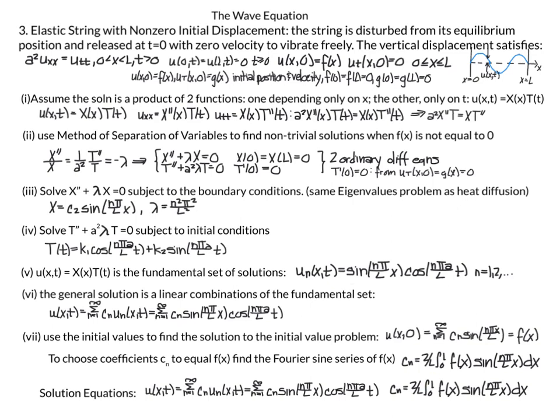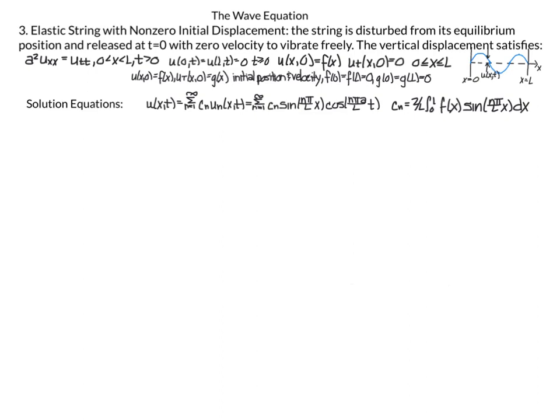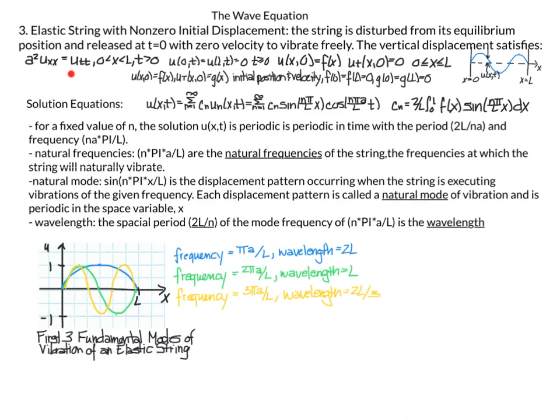Either one is fine. So what we have just done is derive the solution for the problem of the elastic string with non-zero initial displacement and zero initial velocity. Some comments on the solution. For a fixed value of n, the solution u of x,t is periodic with frequency n pi a over L and period 2L over na. The natural frequencies n pi a over L are the natural frequencies of the string, the frequencies at which the string will naturally vibrate.